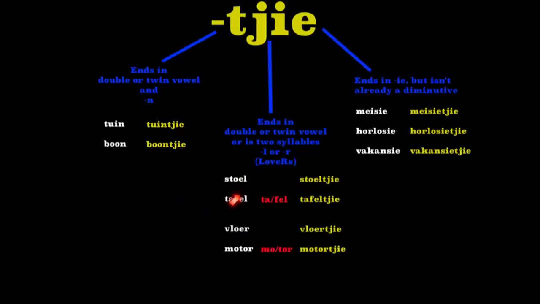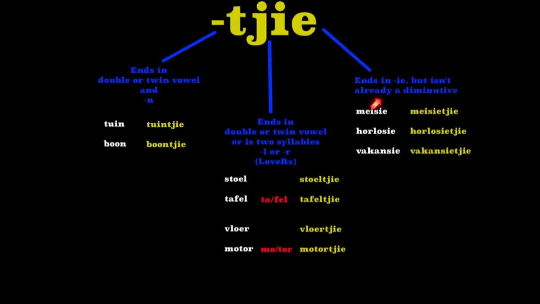Tafel has a short vowel. Now we need to check how many syllables it has. Tafel. That has two syllables, so that means we can definitely add tjie to that. So tafel becomes tafeltjie. Just add tjie straight to it. Vloer has the double vowel, so we can just add tjie straight away, vloertjie. Motor, we need to check the number of syllables. Motor. Do you see how it has the single vowel here? That's the indicator that says we need to check how many syllables it is. So motor will just become motortjie.